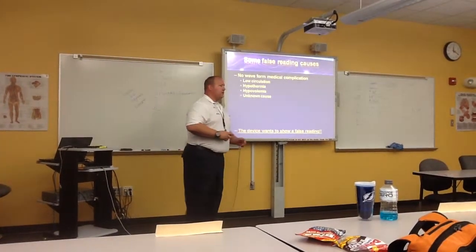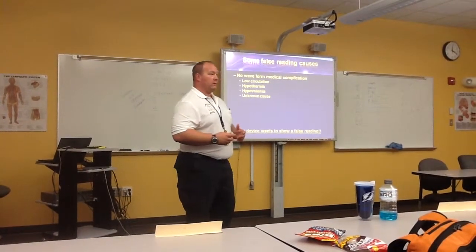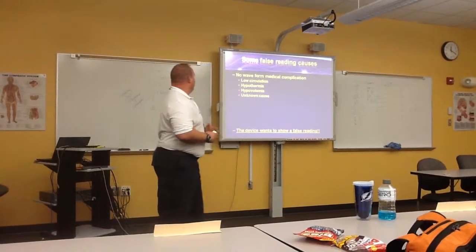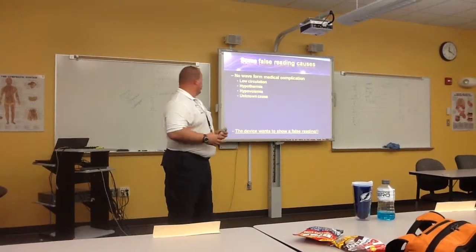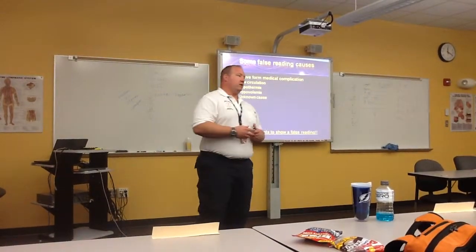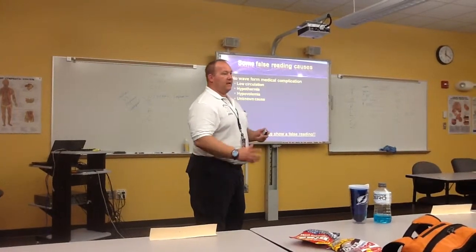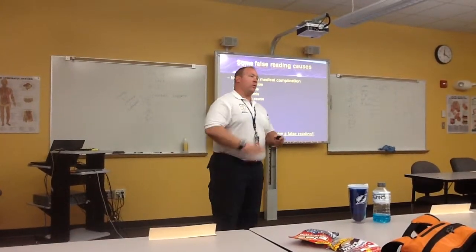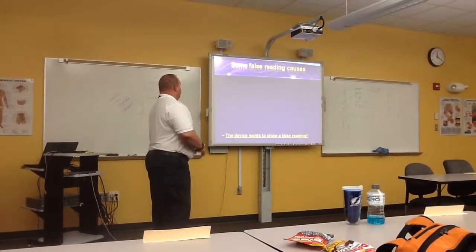Also hypothermia, because of shunting in the blood and constriction, you will get low flow in the periphery. Hypovolemia, again, low flow. Or unknown causes. The device wants to show a false reading. We don't know why. You can see it sitting on the table and the thing will say 90% and it's not even hooked up to anybody. I don't know where those readings come from and there's no analysis on any of that.